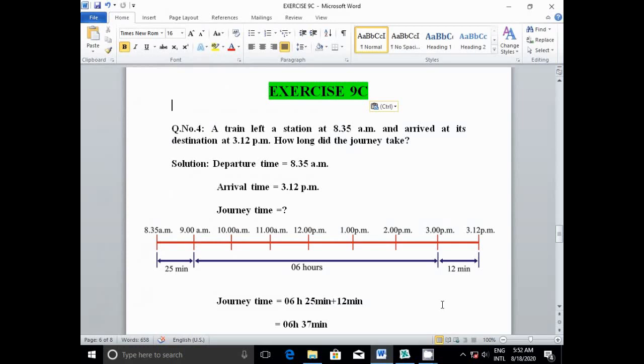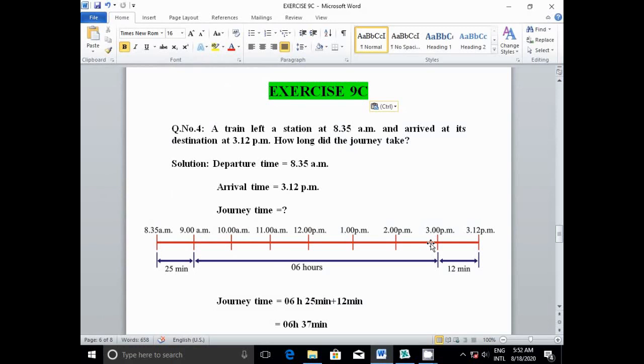Question number 4 from exercise 9C. A train left a station at 35 past 8 a.m. and arrived at its destination at 12 past 3 p.m. Now we have to find how long did the journey take. So we have given some data in this question.